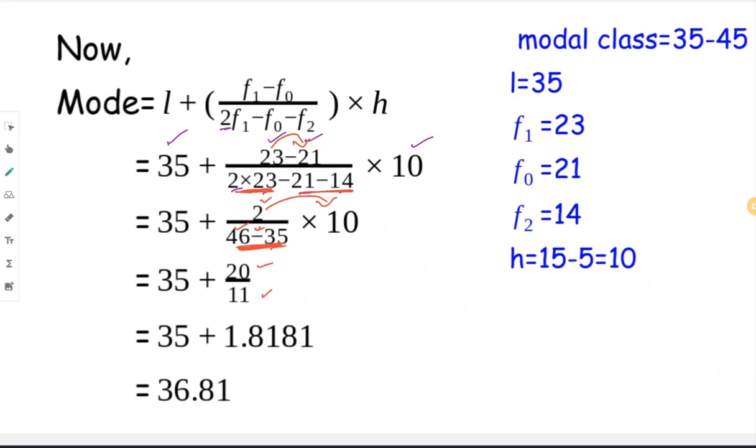Once you're done with it, you divide these two. 20 divided by 11, and this is what you will get. Once you're done with that, you just have to add them, and then this will give us our mode, which is 36.81.